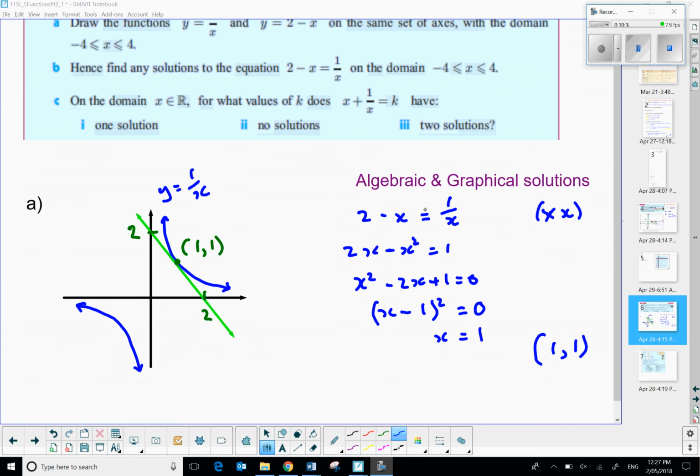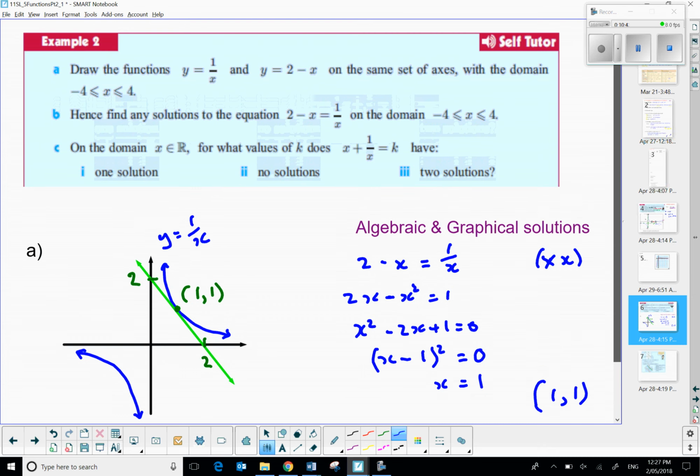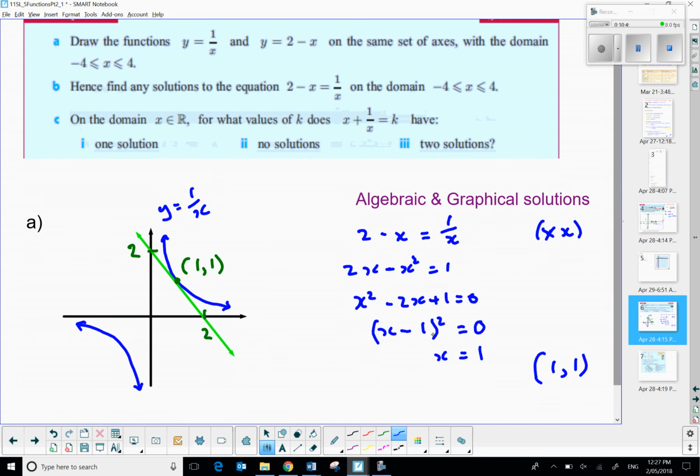So when we solve that, you come out with x equal to 1. Substituting it back into one of your equations, we come out with the y coordinate 1, so it intersects at (1, 1). So our solution to this equation is x equal to 1. They're not after the coordinates. That's what you'd see when you're graphing it.